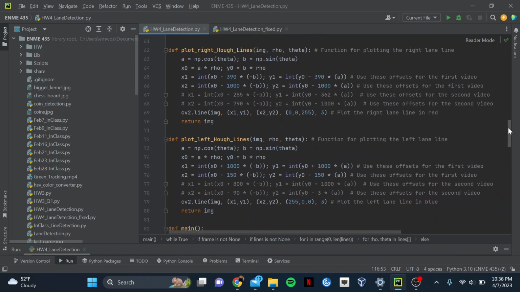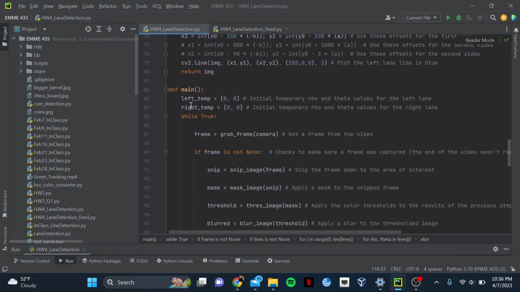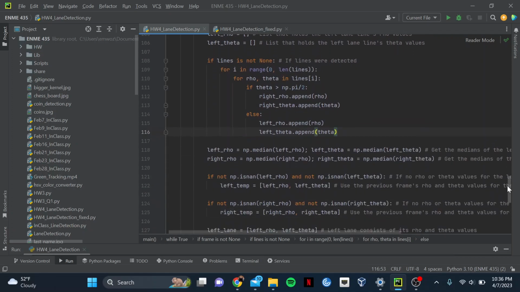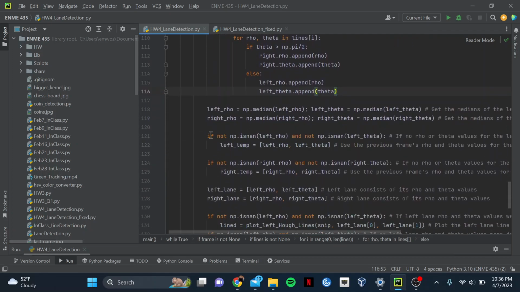So in order to remedy this issue, I created two arrays, left temp and right temp, and these two arrays are responsible for holding the rho and theta values of the most recent previous detected line. So in my code, these four lines are tasked with remedying this issue. And so my logic was that if rho and theta values were not picked up, my algorithm will simply use the most recent previous ones.